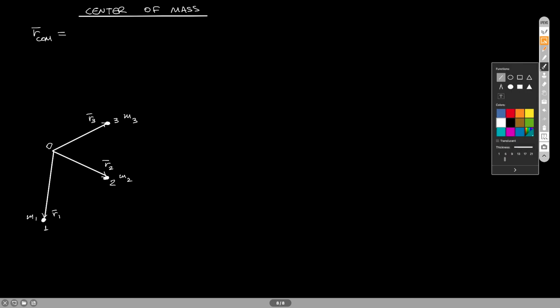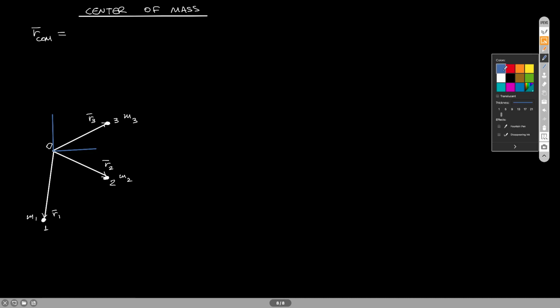Now, if I decide on a coordinate system, so let's say that this is x, and that is y, and the z goes out of the board. This is my coordinate system. If I decide that my system includes everything, then I can calculate what I call the center of mass by doing the following calculation.